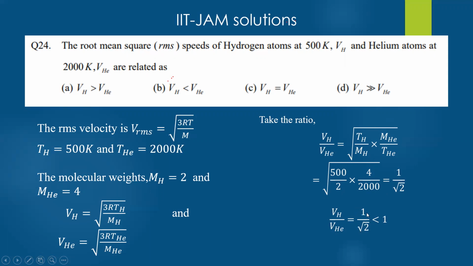And if you calculate this number, it is found to be less than 1. So it shows that VH by VHe is less than 1. Therefore, the RMS speed of the hydrogen atom is less than the RMS speed of the helium atom. So option B is the correct answer. The velocity of hydrogen atom is less than the velocity of helium atom.